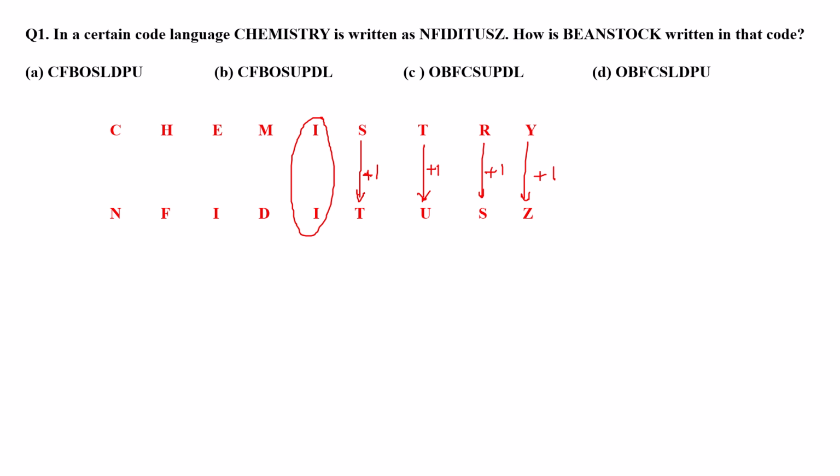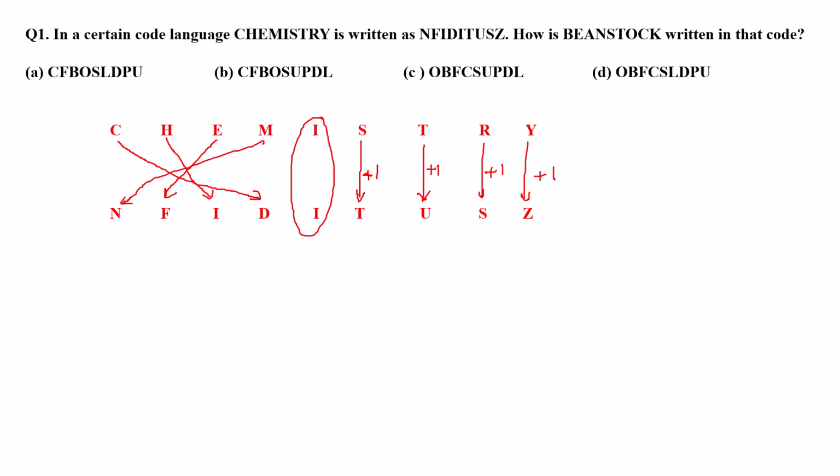The first letter C is coded as D, but it is written in the fourth place. The coding of H is written in the third place. The coding of E is written in the second place. And the coding of M is written in the first place.